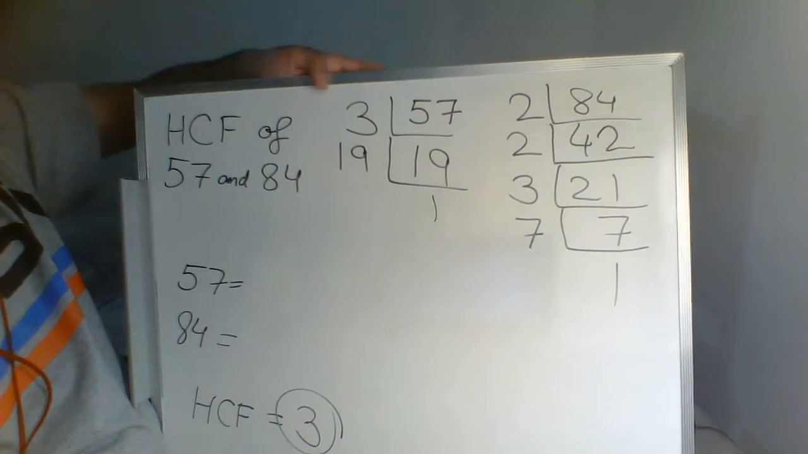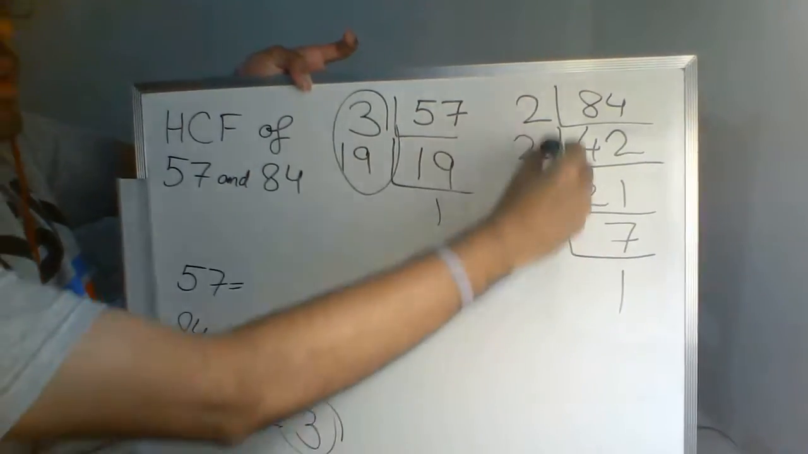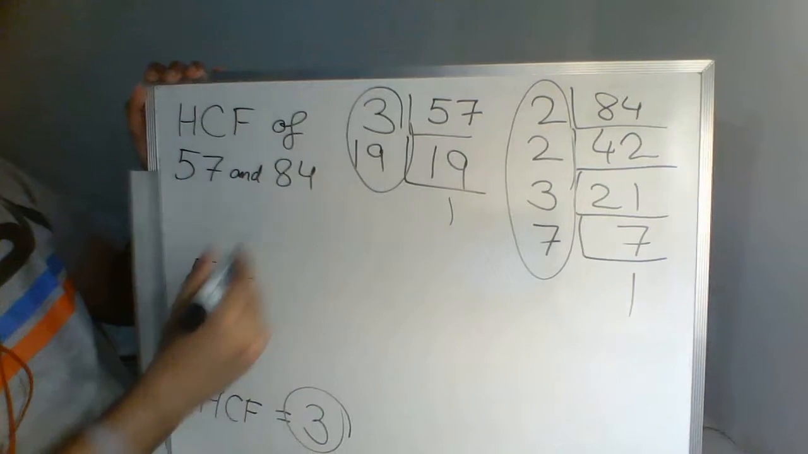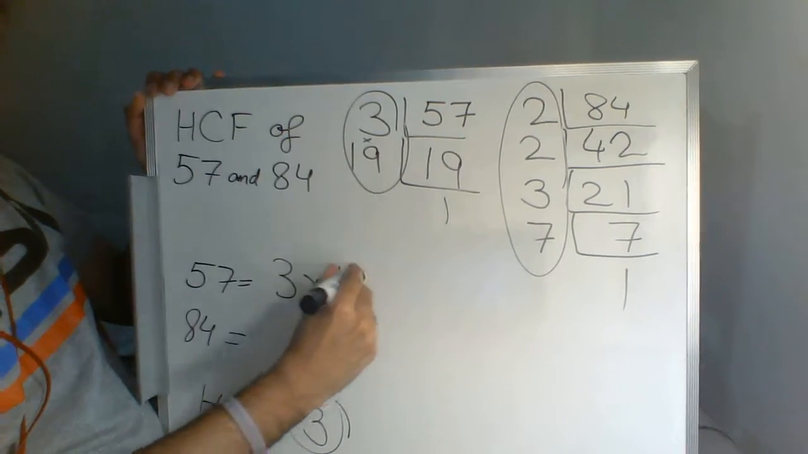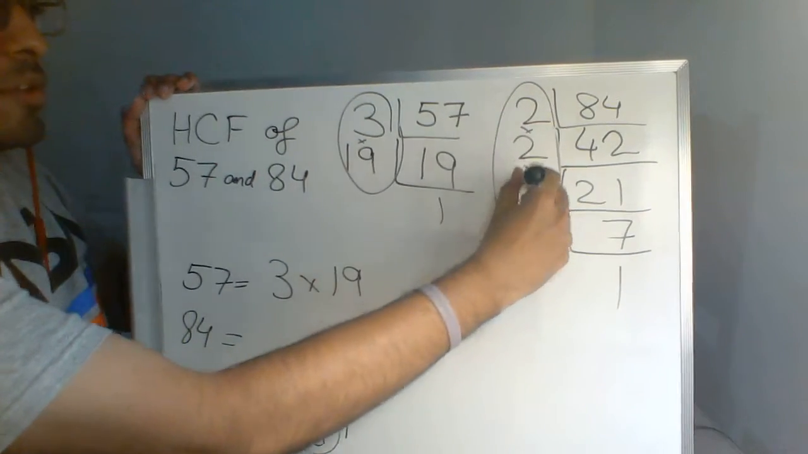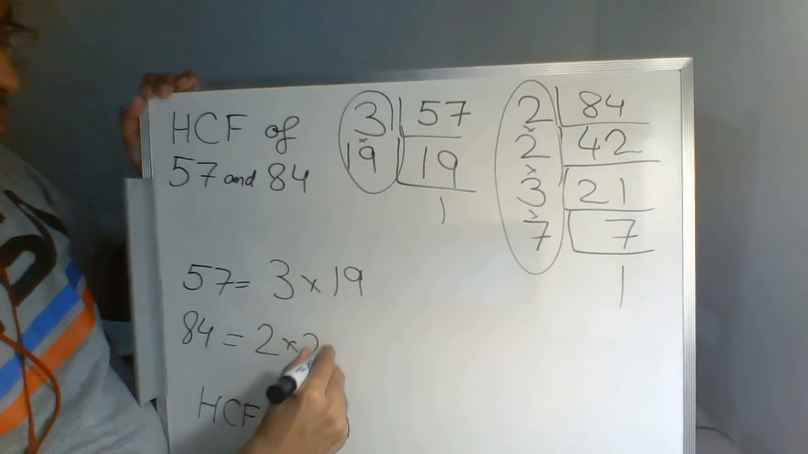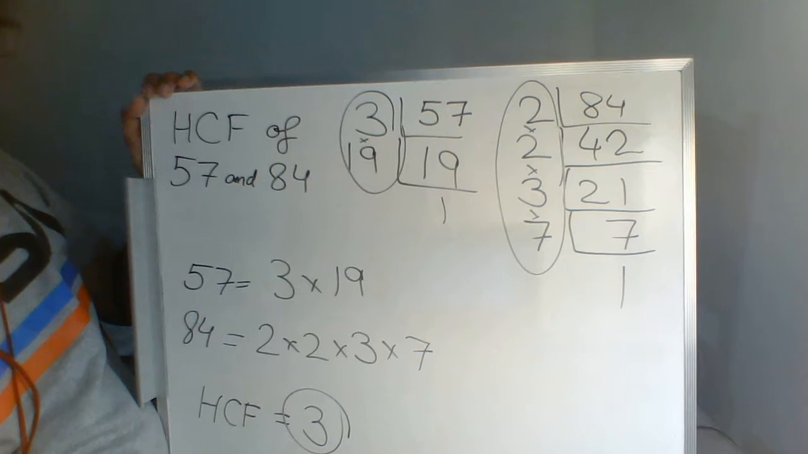So now, just as we did with prime factorization, we're going to list the factors of each of these two numbers, the factors that we found in those columns. So we start with the 57. 57 is equal to 3 times 19, which is what we got before. And for 84, it's going to be all of those multiplied together. So it's going to be 2 times 2 times 3 times 7.